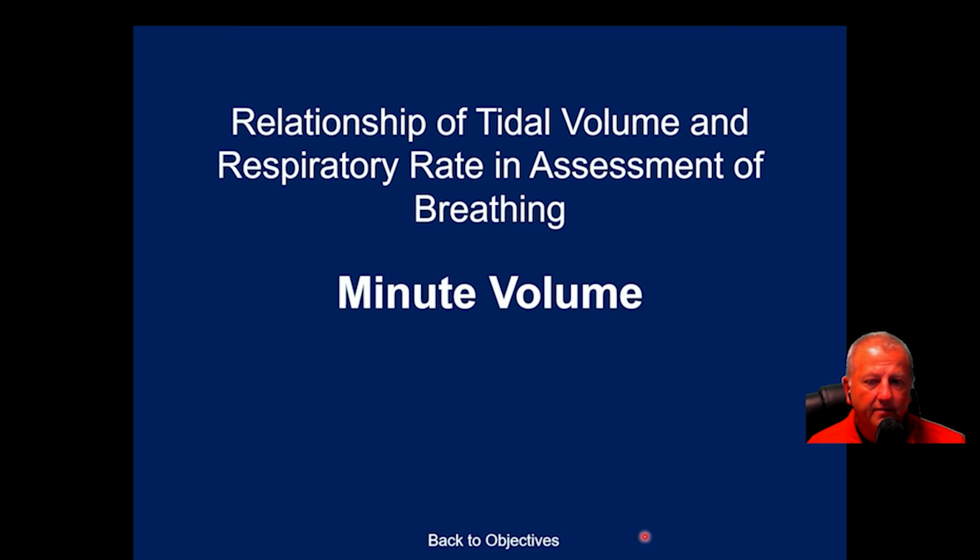Let's talk about minute volume. This is what stuff I need to talk about. So what is minute volume? You have to understand the relationship between respiratory rate and tidal volume, and the amount of air that's actually reaching the alveoli. Guys, it's huge. You got to know this. So let's talk about it.